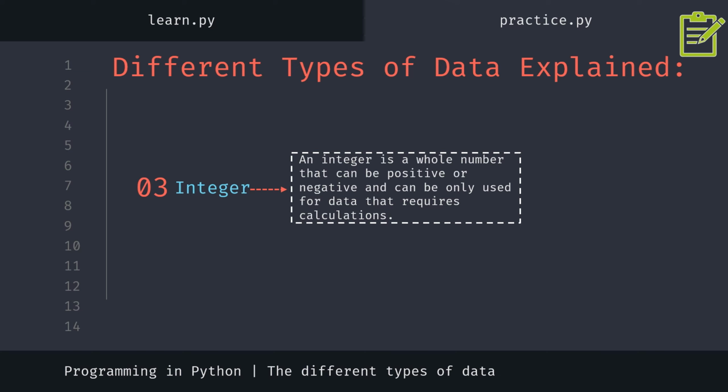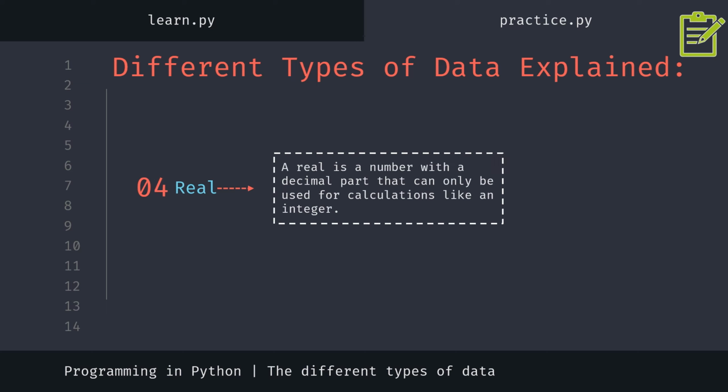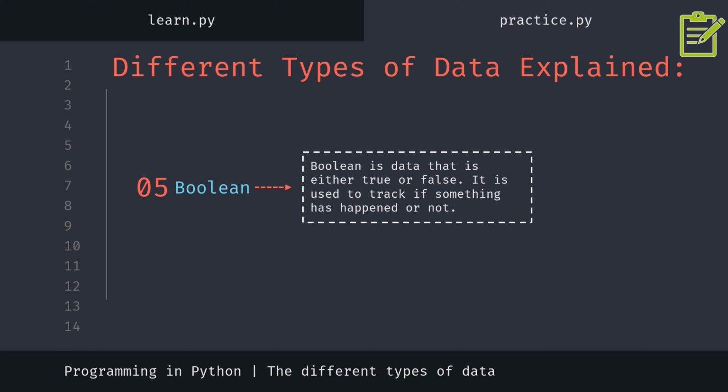An integer is a whole number that can be positive or negative, and can be only used for data that requires calculations. A real is a number with a decimal part. Reals can only be used for calculations. A Boolean is data that is either true or false. It is used to track if something has happened or not.